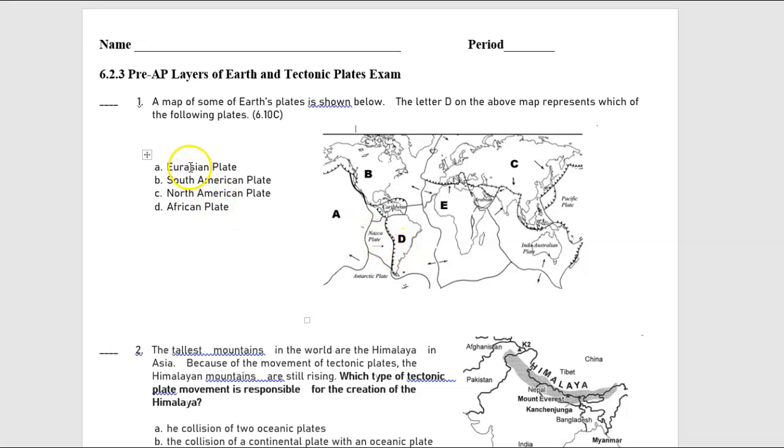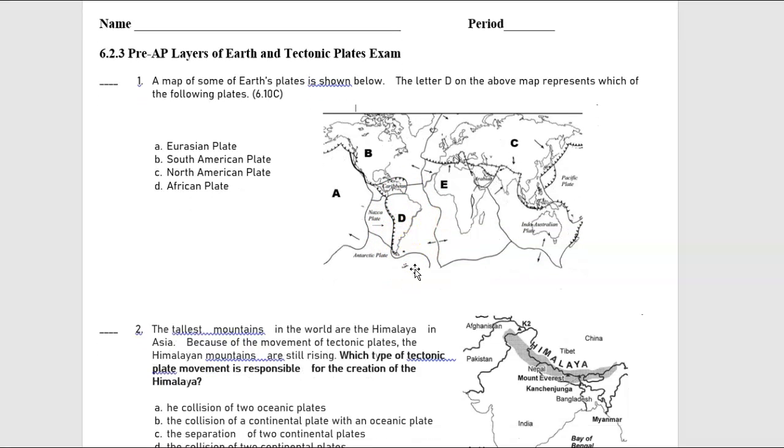Is it A, the Eurasian plate, B, the South American plate, C, the North American plate, D, African plate? We're looking for this continent. Which one is it?